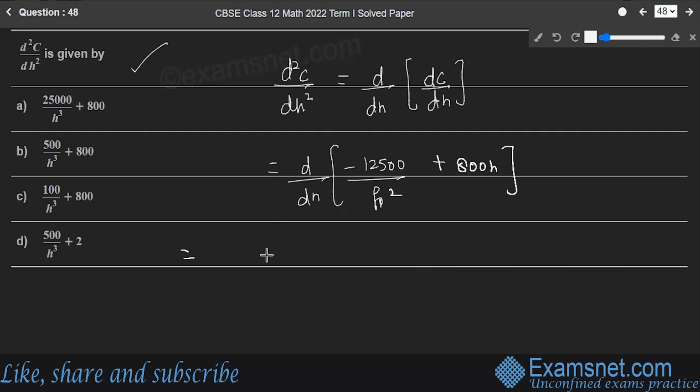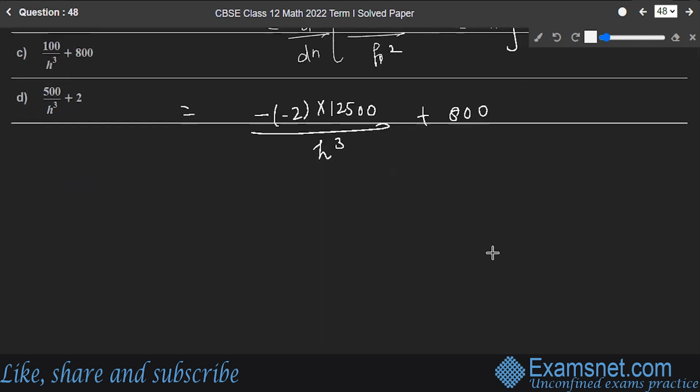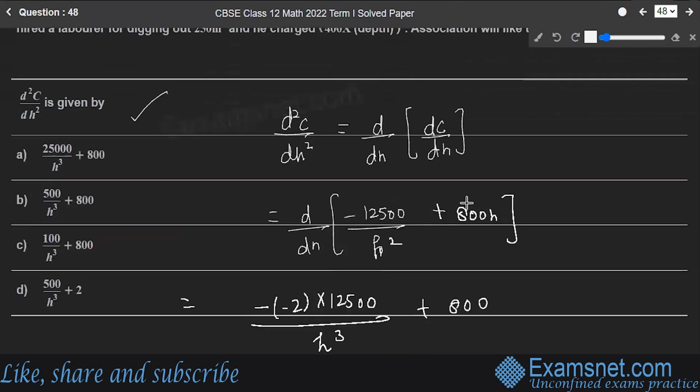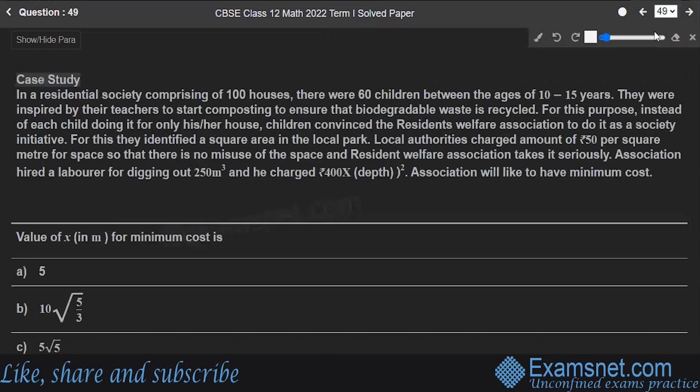So the second derivative now, this is equal to minus of minus 2 into 12500 upon h raised to power 3 plus 800. That makes it 25,000 upon h cube plus 800 is equal to d square c. That is the second derivative of c with respect to h. Okay. And you have option A as your correct answer. Hope you got that. Next question number 49.